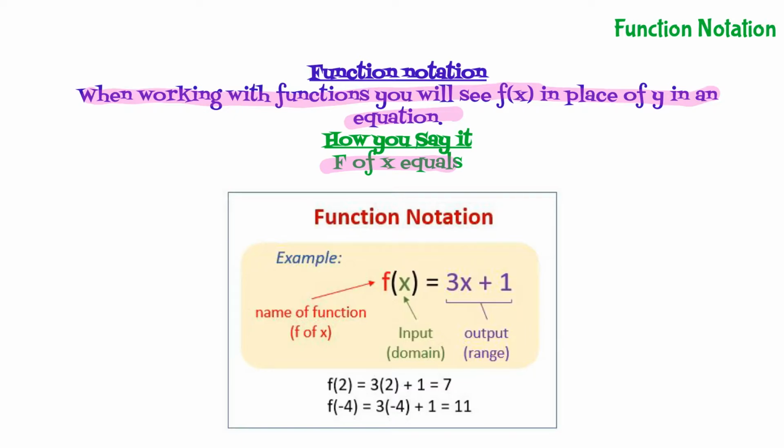So in this example, f is the name of the function. And then x is our input in our domain. So what we're putting into the equation. And then equals, whatever comes after the equal sign, so in this case 3x plus 1, is our output or our range. How we would say this would be f of x is equal to 3x plus 1.